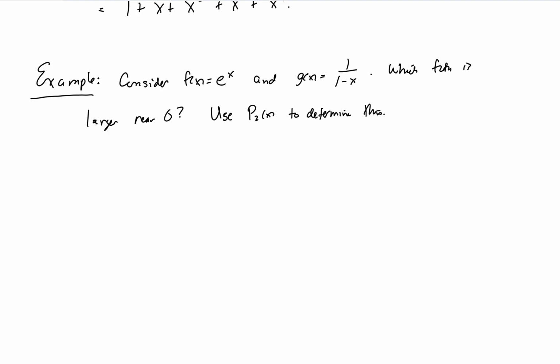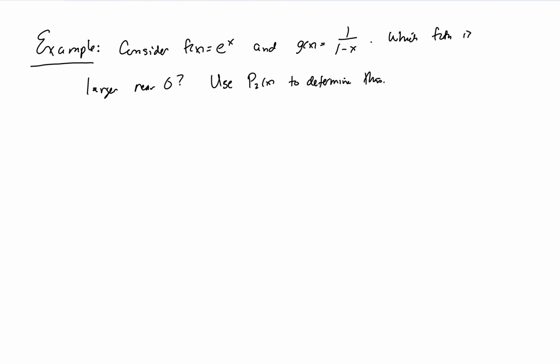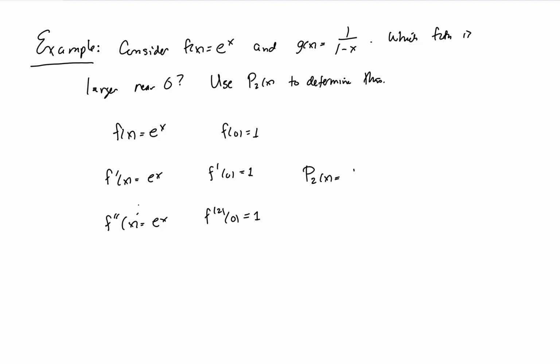Well, we have to find the second degree Taylor polynomial for f of x first. So we can see these are just 1s each time because the derivative of e to the x is just 1. So p2 of x in this case is 1 plus x plus x squared over 2.